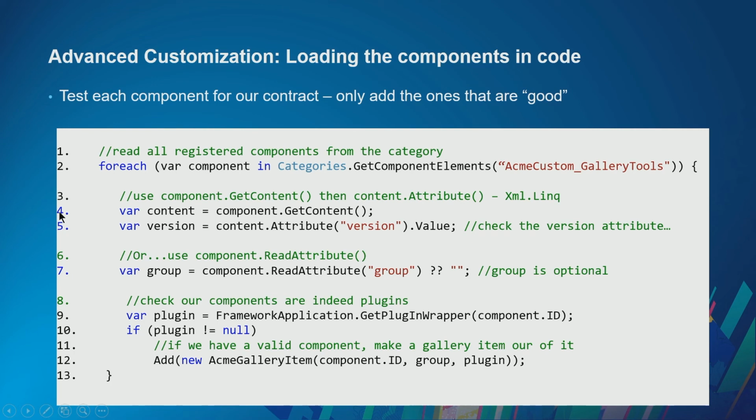Here on line 4, notice how we're using the get content element. This returns the content element defined in DAML. We get the version and the group attributes. And the important line here is line 10. We test our contract requirement. Each of our components needs to implement the I plugin wrapper. And if it does implement that, then we add it to our gallery using the add method.